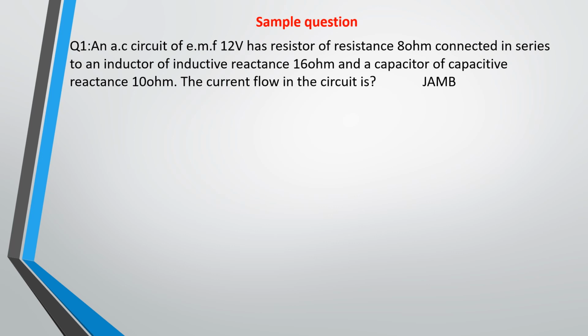Fine. So this is a sample question, and the question says that an AC circuit of EMF 12 volts has a resistor of resistance 8 ohm connected in series to an inductor of inductive reactance 16 ohm and a capacitor of capacitive reactance 10 ohm. The current flow in the circuit is what? It's a JAMB question.